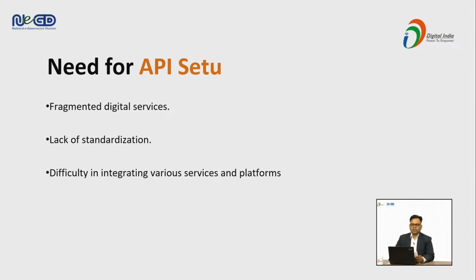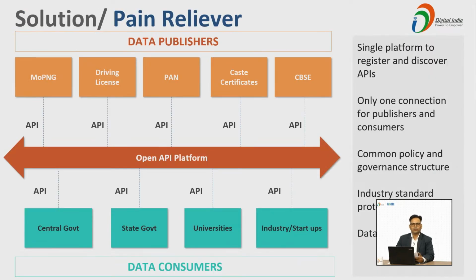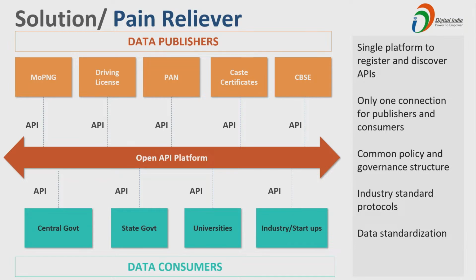So we came across the need: how this need has evolved, why we require API Setu. The very foremost thing was the fragmented digital services. There was lack of standardization of output data, and there was difficulty in integrating various services and platforms. So in the year 2020, we launched this platform, API Setu, which is acting as a solution or a pain reliever to many of the government organizations.